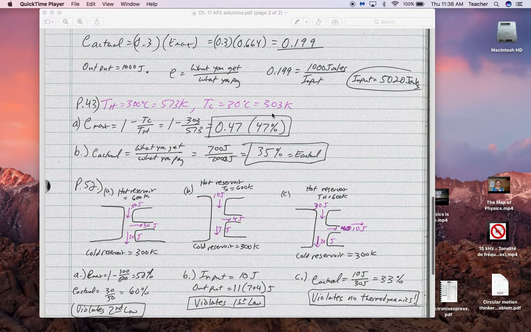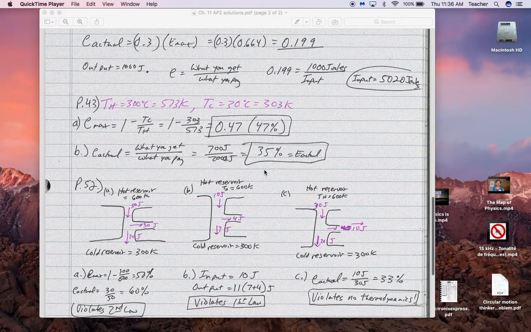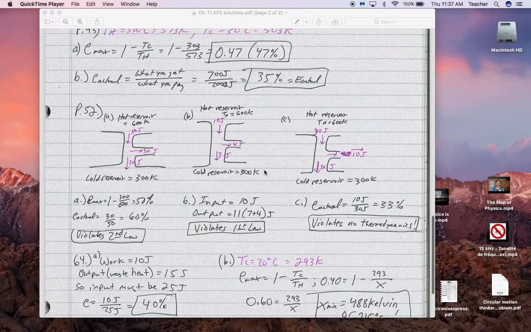43, again, got to convert to Kelvin, so I end up getting a 47% maximum efficiency based on this efficiency equation, and then thinking about what you get for what you pay, that's a 35% actual efficiency. 52 is similar to an example that I did in class.